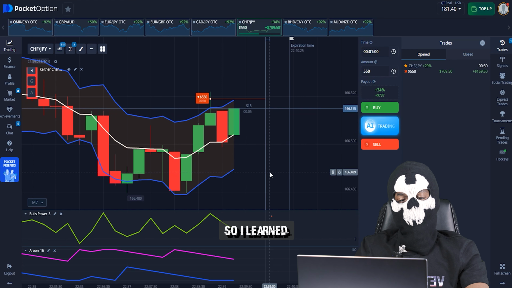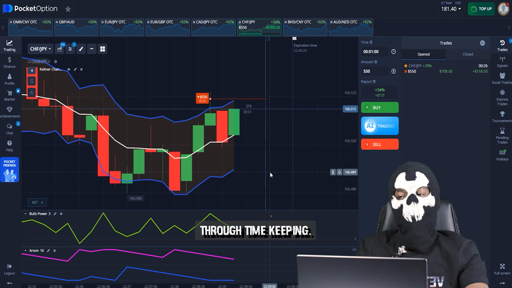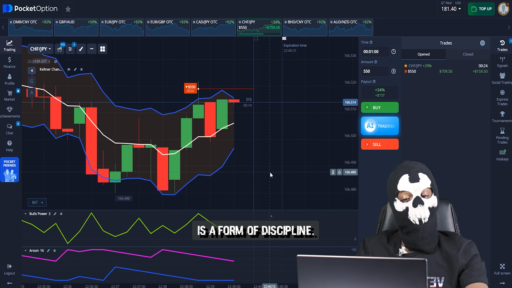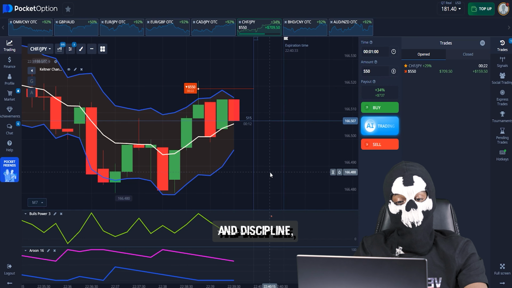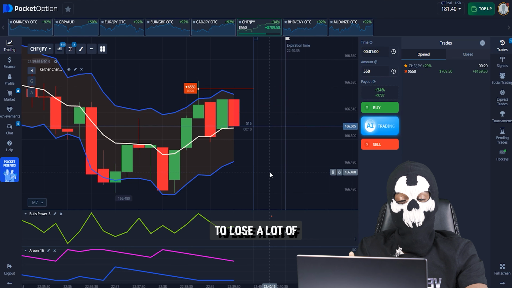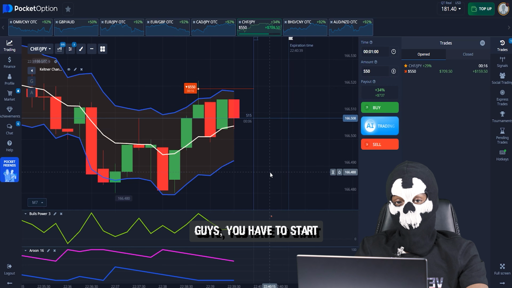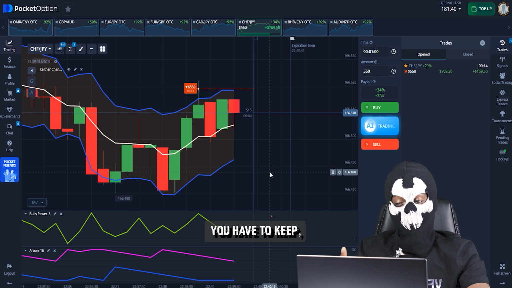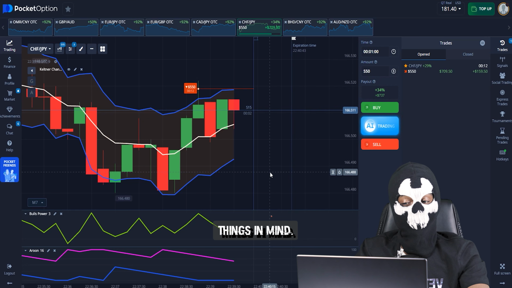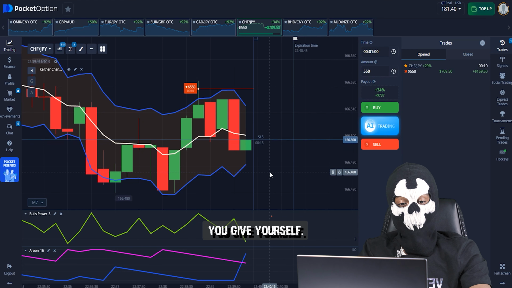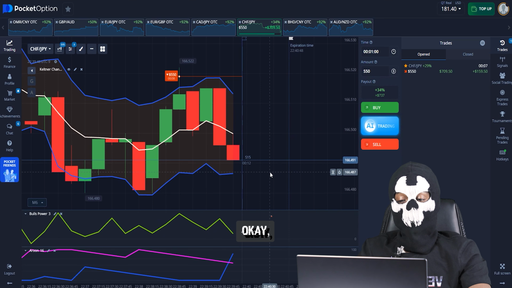So I learned how to practice discipline through timekeeping. Timekeeping is also a form of discipline. If you can't keep time and discipline, you're gonna lose a lot of meetings with people just because you can't keep time, guys. Even as a trader, you have to keep all these things in mind. How much time you give yourself. You know what I'm saying?